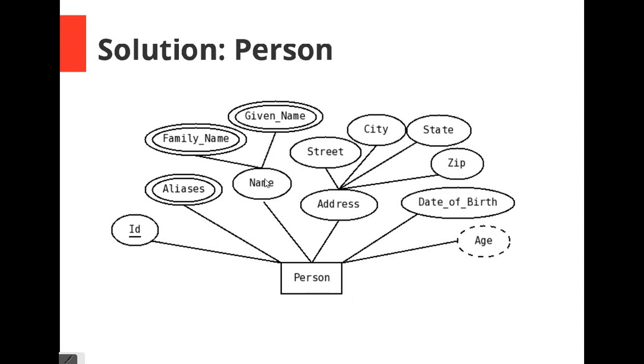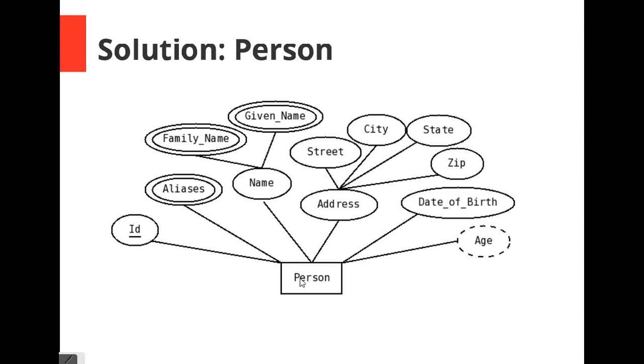We also have a name, which is composed of a given name and a family name, which are composite. So they can have different values. I can have different values of a given name, so I represent it as a double oval, making it multi-valued. I can also have different family names, which I represent as a double oval shape, representing a multi-valued attribute.